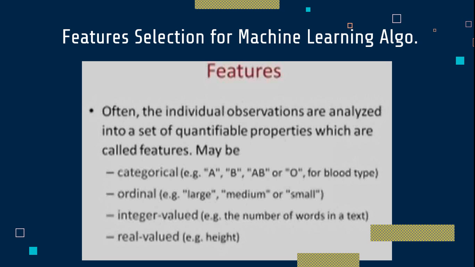Then ordinal data. If the height of a student is large, medium, or small, or the weight of the student is large, medium, or small, you can keep them in ordinal format. And then there are the integer value and the real value. So these features you have to keep in your mind while you are selecting the data set for your machine learning algorithm. So proper feature selection is also important for implementing the machine learning algorithm.